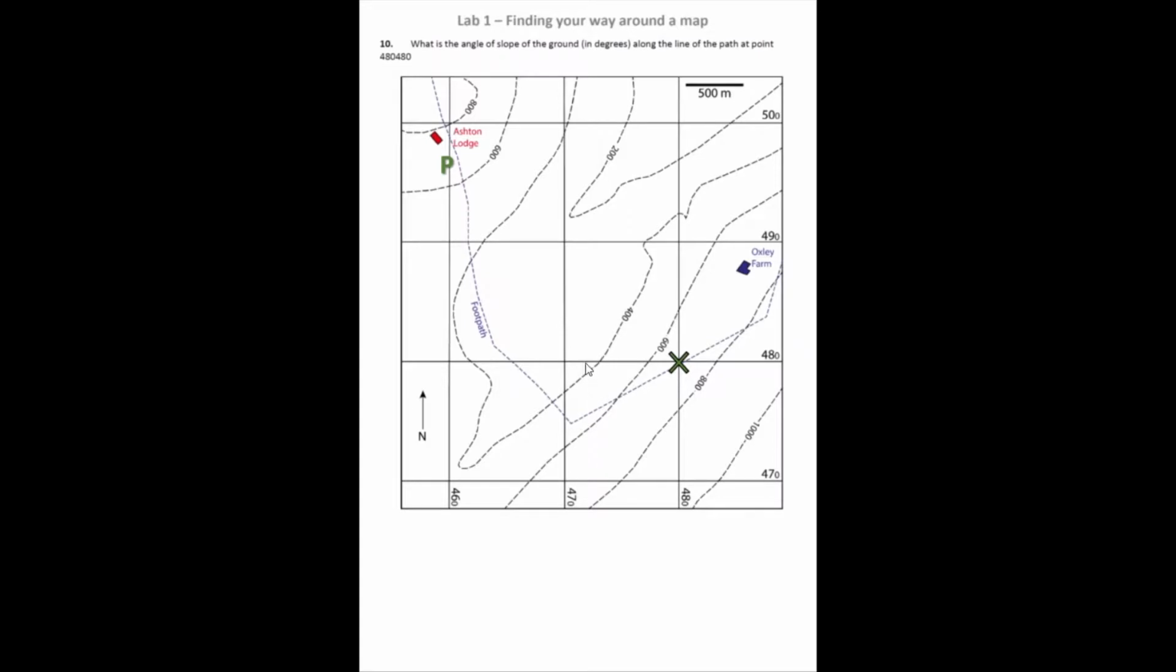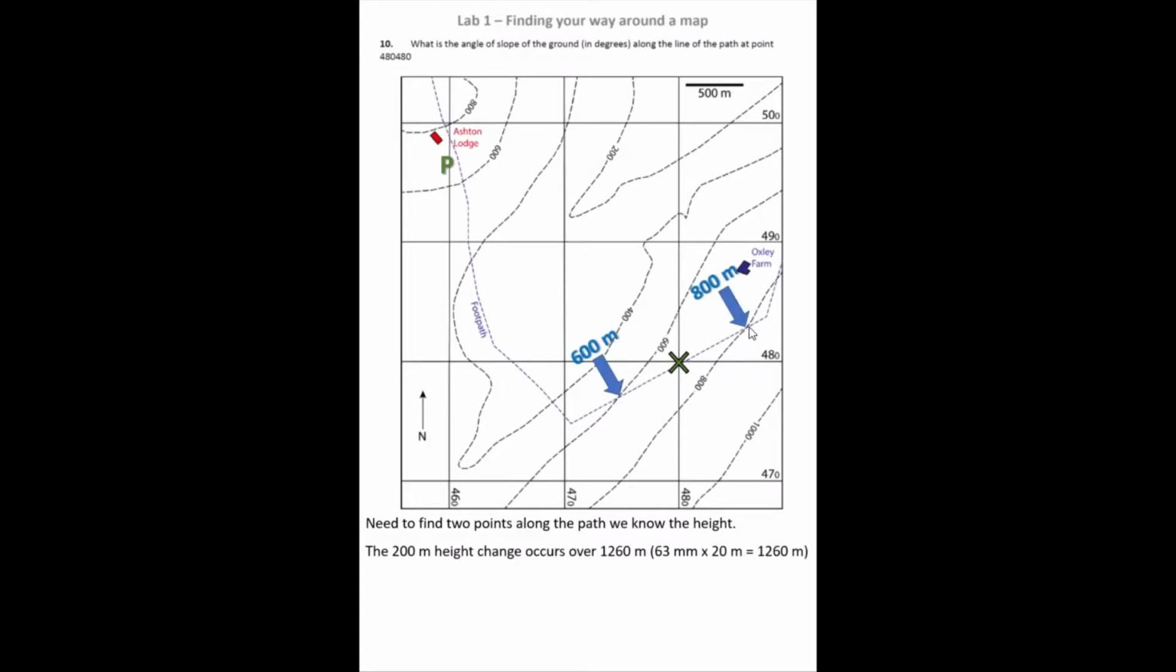So what we need to do to work out a gradient for the path in this location is find 2 points along the path around here that we know the height. So for example, at this point we know the height of the path is 800 because the path hits the 800 topographic contour, and we know here that the height of the path is 600 because it hits the 600 meter topographic contour.